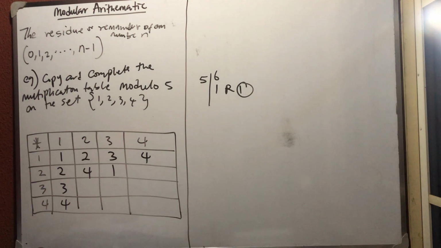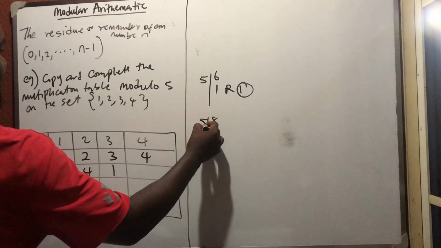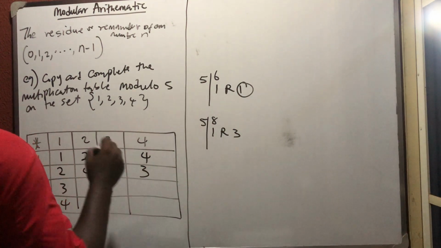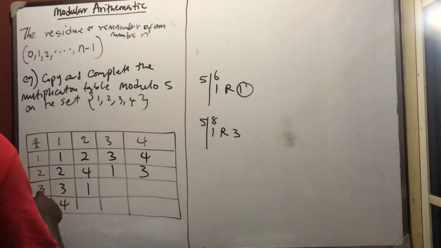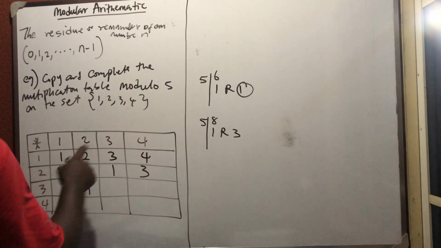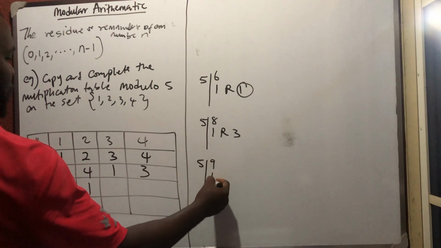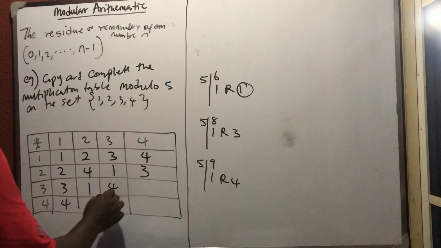Are you getting it now? So, which other one? 2 times 4 is 8, but we cannot write 8. 8 divided by 5, I have 1 remainder 3. So I'm having 3 here. 3 times 2, 6, which is 1 remainder 1. You write 1. 3 times 3, 9. So 9 divided by 5 will give you 1 remainder 4. I'm writing the remainder 4.